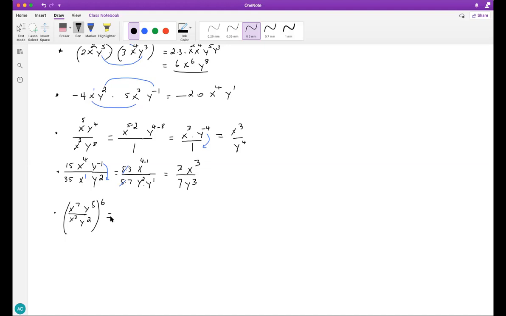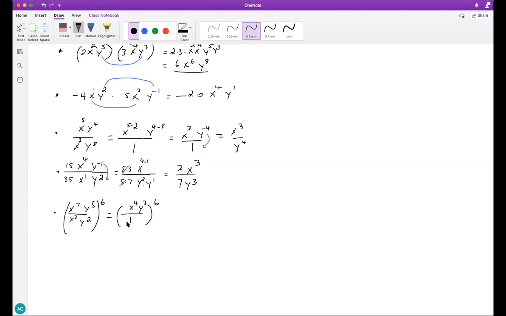This one, what you do is, we have a lot going on in addition to the power outside. So always work inside the parentheses first. When you see a power here, don't worry about it for now. Could be negative here, could be positive. Just work inside the parentheses, and later we'll see what to do with that power. So what do we do inside the parentheses? We write this, keep that power there. Inside we need to subtract these, so x7 over x3. If we subtract the power, that will be x4. And here, y5 over y2, if we subtract, would be y3.